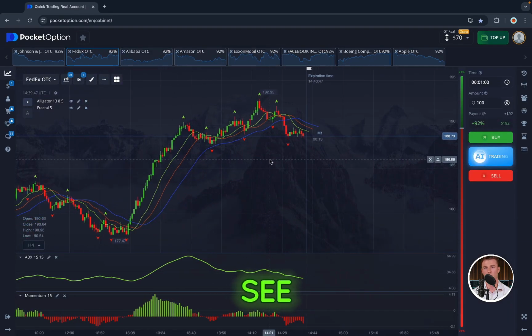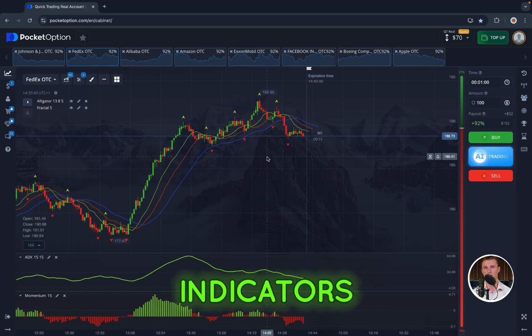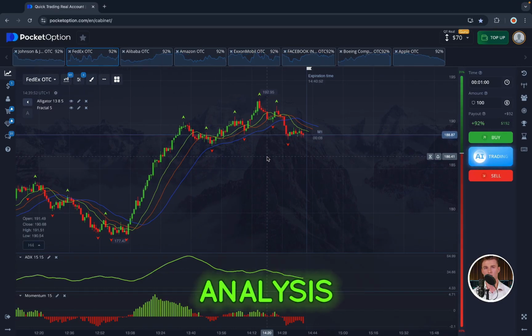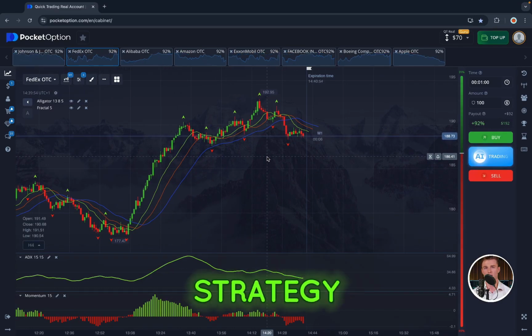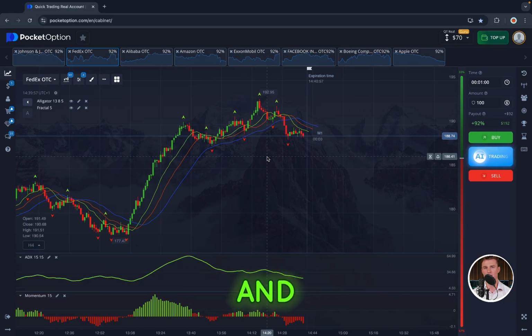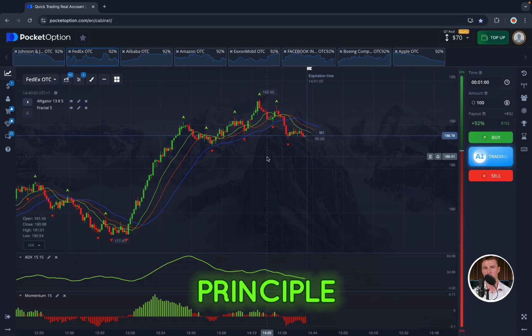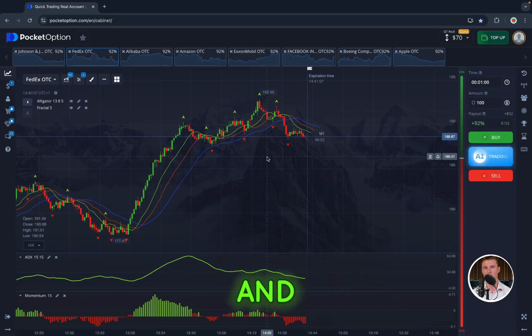And as you can see, with a proper understanding of the indicators and with the correct analysis of the market, this strategy shows quite good signals. As you could notice today, several trades were opened on the same principle and they worked out without any problems. A little practice and you will do well.